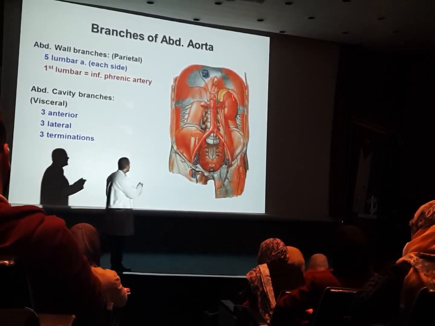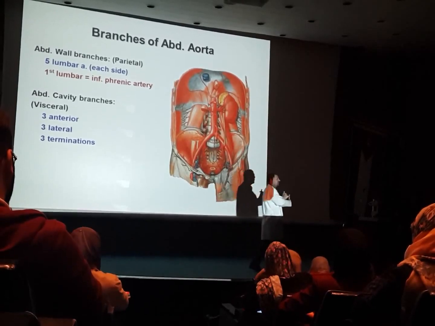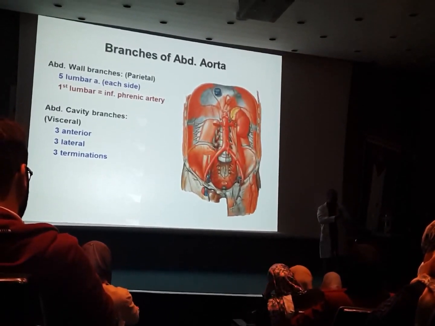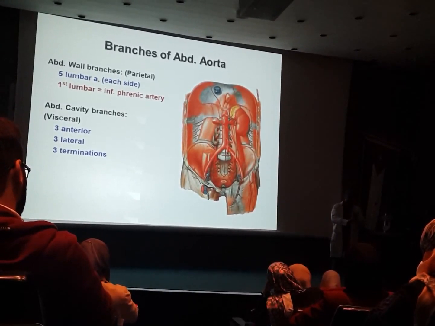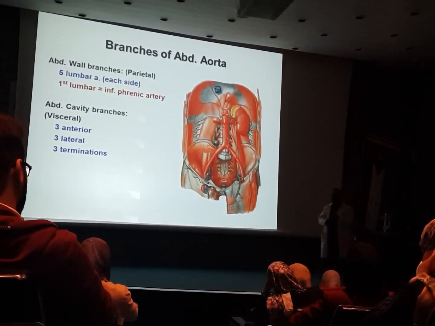As it develops, these three arteries will develop with each one. So the artery for the foregut is the celiac trunk. Okay? The artery for the midgut, superior mesenteric, and for the hindgut, inferior mesenteric.